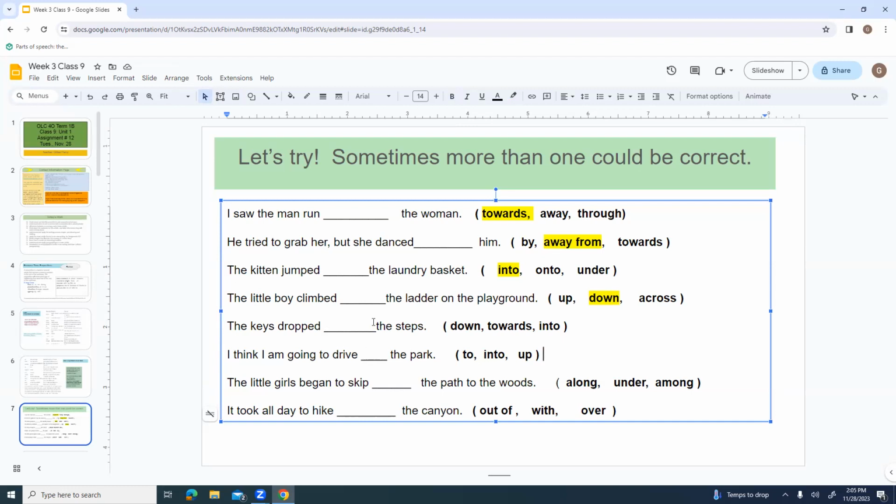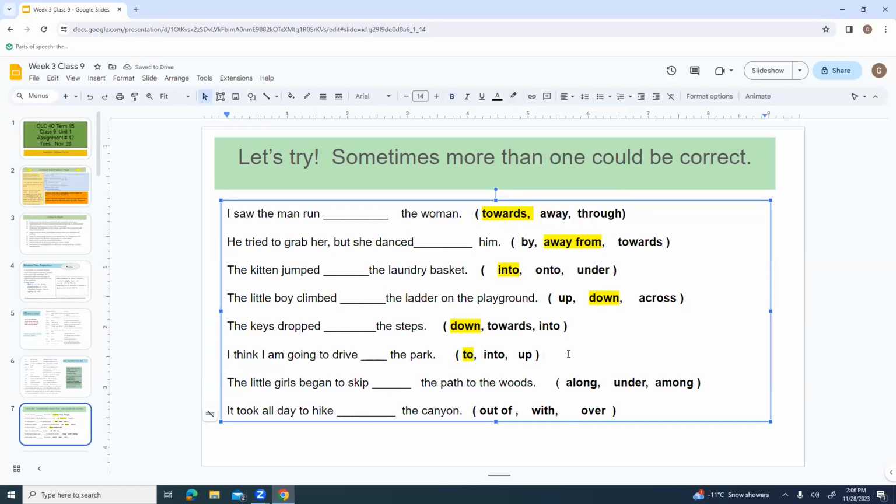The keys dropped something the steps: down the steps, towards the steps, into the steps. Into doesn't really work. You can't go into a step. Towards doesn't make much sense either. I would say down the steps. I can picture you dropping them and them falling down the steps in a little huddle. I think I'm going to drive something the park: to the park, into the park, up the park. To, because you're thinking about a place, right? You're driving to that place.